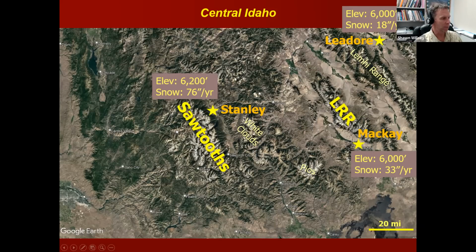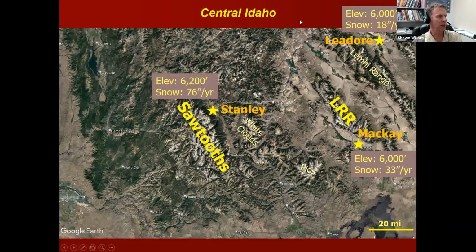So we have, I guess, a double, maybe triple whammy snow rain shadow effect, where we have the Sawtooths, the white clouds, which are up to 10, 11,000 feet. Those suck some of the moisture. And by the time these storm systems get to the eastern part of the state and the Continental Divide in Montana, they've dropped a lot of their moisture in the central part of the state.